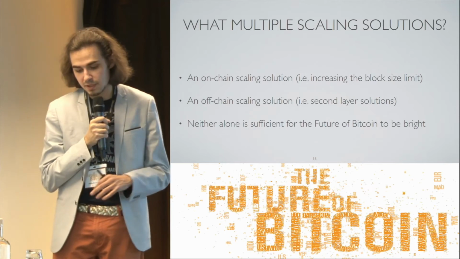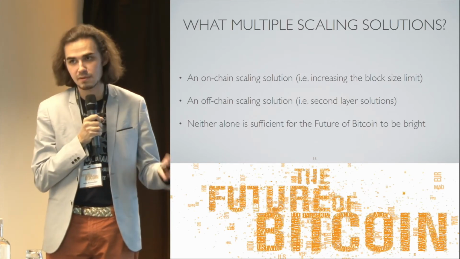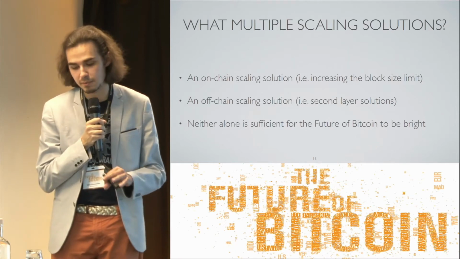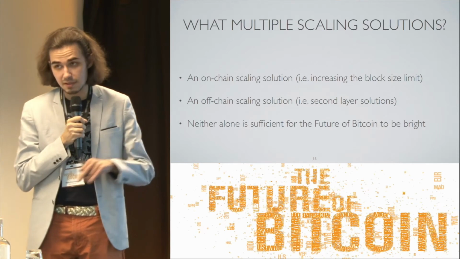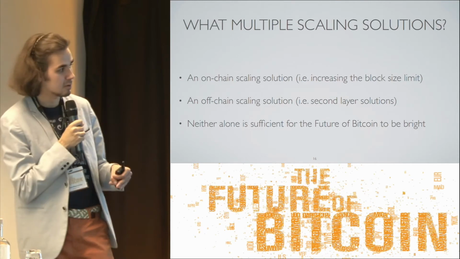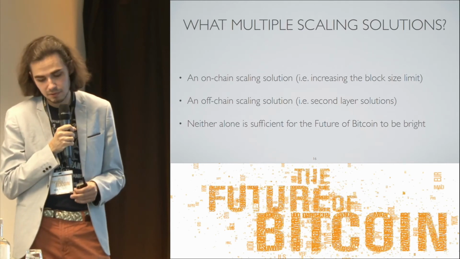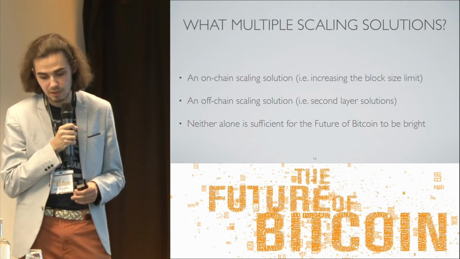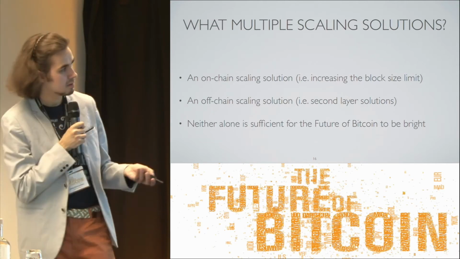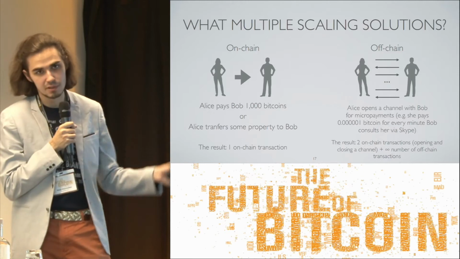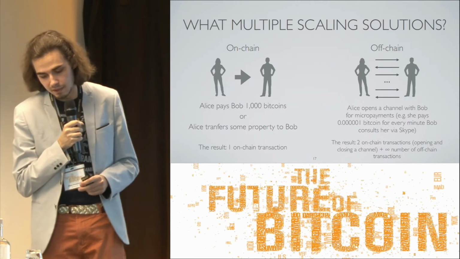First of all, there should be an on-chain scaling solution, increasing the block size limit or decreasing the time between blocks. And then there should be a second layer solution. They are called off-chain solutions. But neither alone is sufficient for Bitcoin to scale up to the world's population. So what's the difference between on-chain and off-chain solutions? Let's take a closer look.